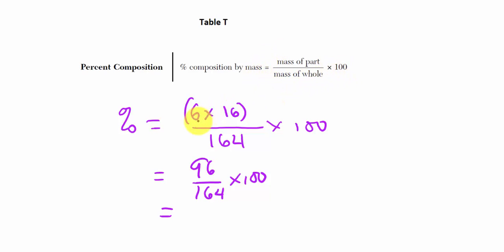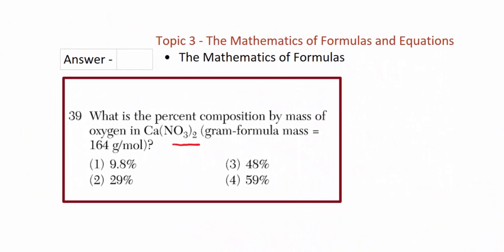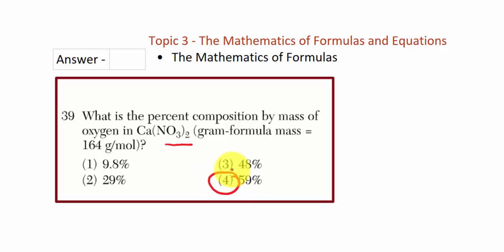So here's our mass of the part, 6 times 16 for the oxygen, which is 96. And the 164 is the formula mass of the whole compound. So 96 divided by 164 times 100. And that's going to result in a computation that comes out to 58.5%. So we'll select our answer, that is 58.5%, and the rounded off version of that is answer 4, 59%.